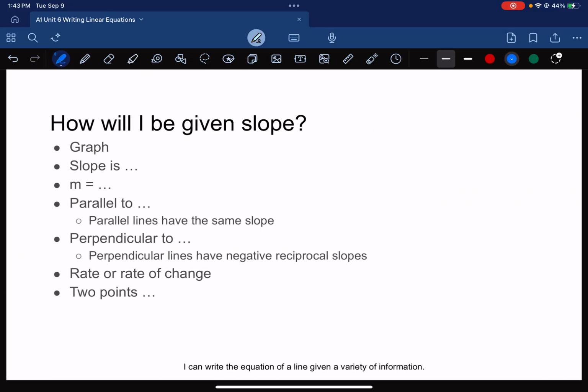So how will you be given slope? Well, sometimes we give you a graph and you count the slope. Sometimes in a story or a sentence or a problem, they just say the slope is, and they tell you what it is. You might see m equals. Remember that parallel lines have the same slope. So we might say parallel to and give you an equation and you figure out the slope, or perpendicular to and you figure out in the equation what the slope is, and then you have to take the negative reciprocal for perpendicular. They might say the word rate or say the word rate of change. They might give you 2 points, and then you have to calculate your own slope. Okay, so there's lots of ways you're going to be given a slope.